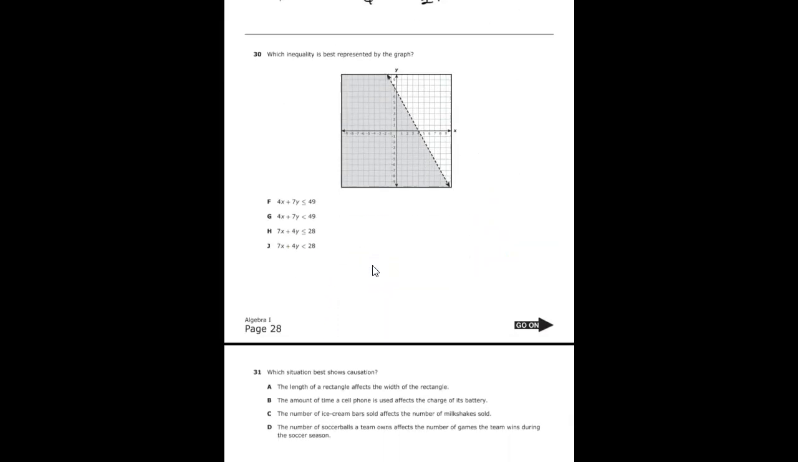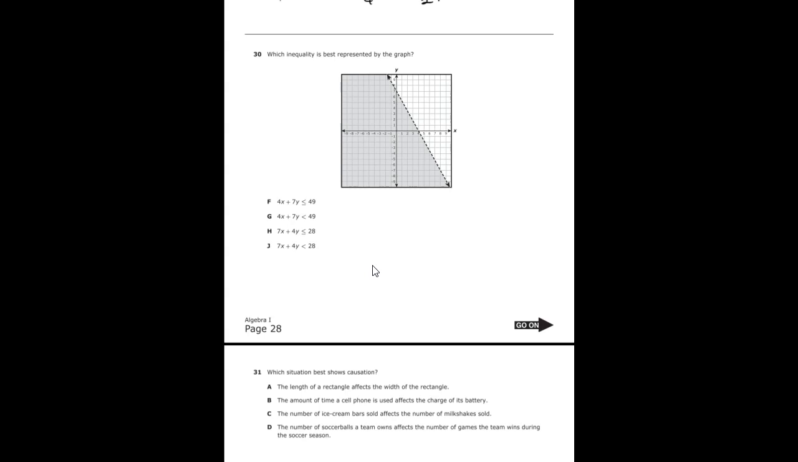Which inequality is best represented by the graph? First of all, we're going to have to look for a negative slope. So that means, okay, all of them seem to qualify for negative slope. But then we need to also account for the fact that the y-intercept has to be 7. So if x equal to 0, y is 7. Okay?